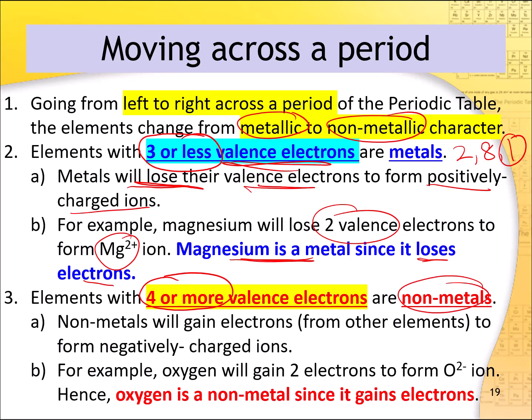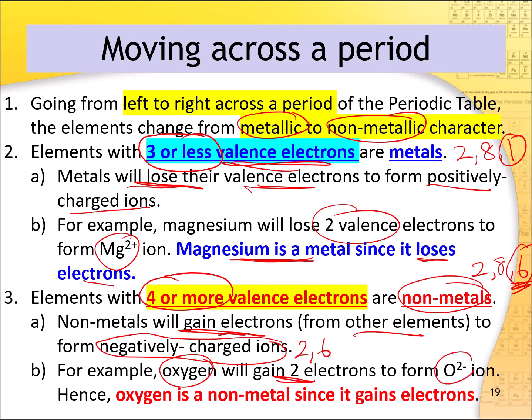Now for non-metals, you have 4 or more valence electrons. For example, 2,8,6 has 6 valence electrons, which means it's a non-metal. Non-metals will gain electrons from other elements to become negatively charged ions. For example, with 2,8,6 you gain 2 more. Oxygen is 2,6. It has 6 valence electrons, so it's a non-metal, and it can gain 2 electrons to form the O2- ion. It is a non-metal since it gains electrons. So we can define a metal as an element that loses electrons, and a non-metal as an element that gains electrons.